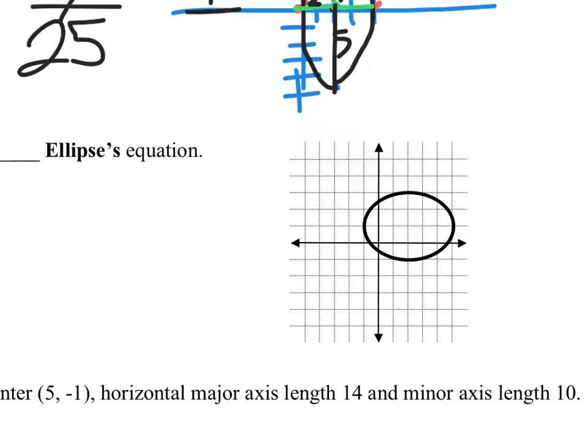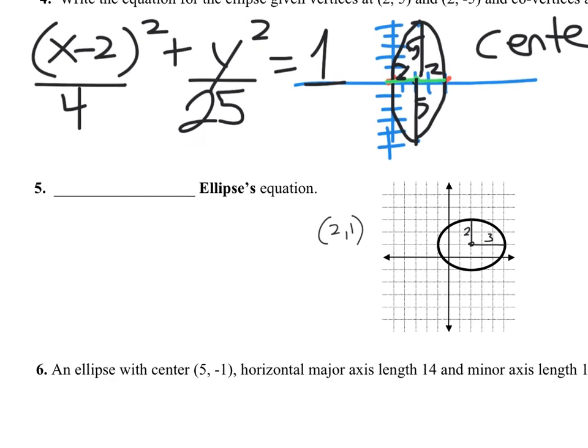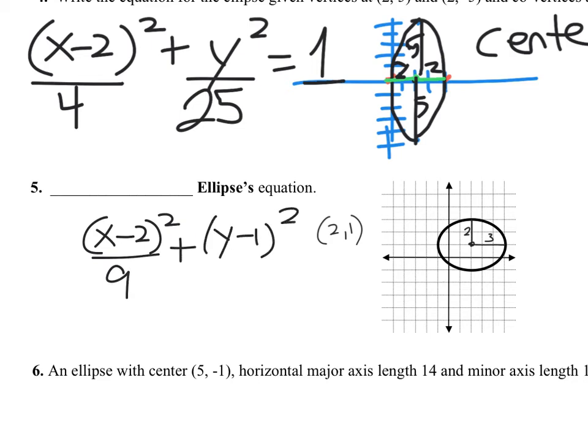Okay, what's the center here? Here it is, it's right in the middle. It's called the center. It's at 2, 1. Okay, and then this is a distance of 3, and that's a distance of 2. So we have x minus 2 squared over 9 plus y minus 1 squared over 4 equals 1.